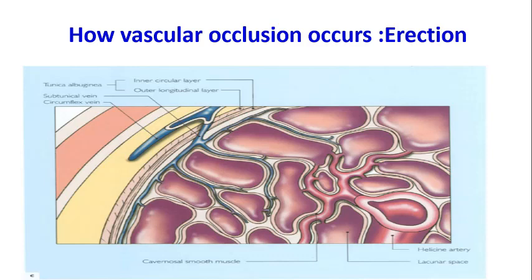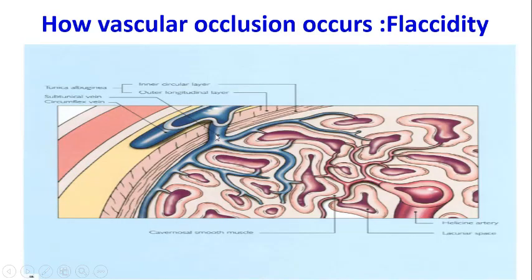During erection, the blood sinusoid distends with blood and will press on the emissary vein against the tunica albuginea to decrease the venous return from the penis. This is called venous occlusive mechanism. And during flaccidity, the venous occlusive mechanism is aborted, so there is free venous return out from the penis.